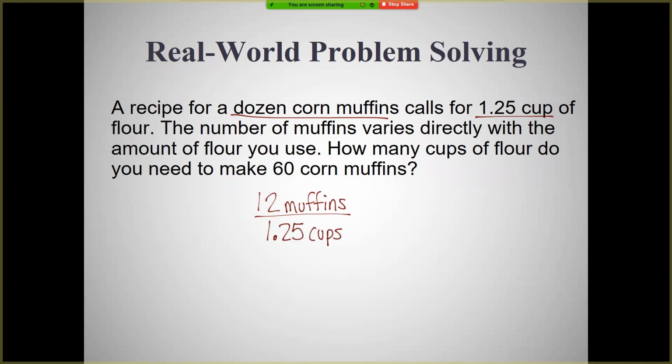So I'm going to use muffins divided by cups. When I set up my second fraction, I've got to put muffins on top and cups on the bottom. You could have put flour on the bottom instead of cups. It doesn't matter as long as you're consistent with those numbers. If I want to figure out how many cups of flour, cups is going to be my x, and I want to make 60 corn muffins. So 60 muffins goes on top for that second fraction.